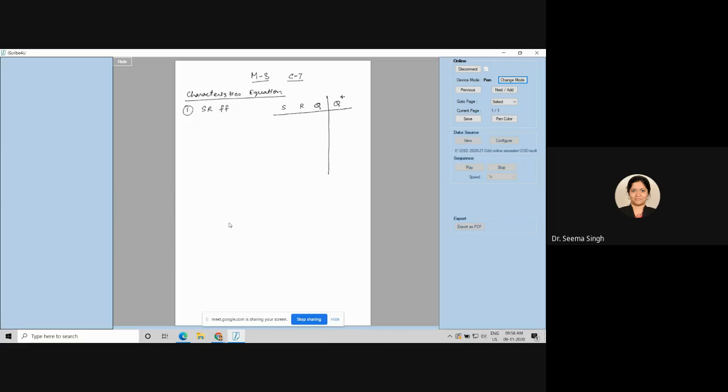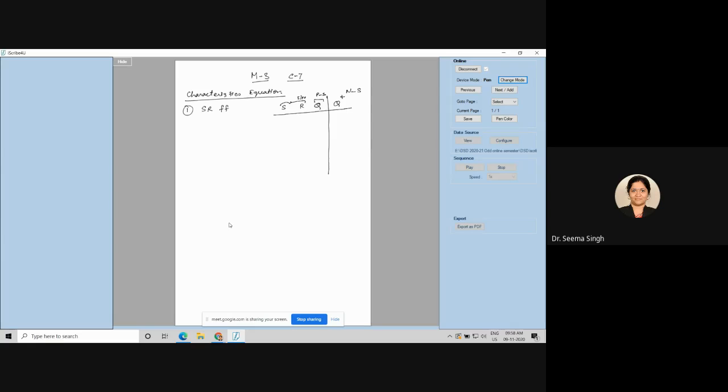So S and R are your inputs, and this is your present state. P underscore S is present state, and Q plus is the next state. N underscore S is next state. So you know that your next state depends upon the SR input, and also it depends upon the present state Q.